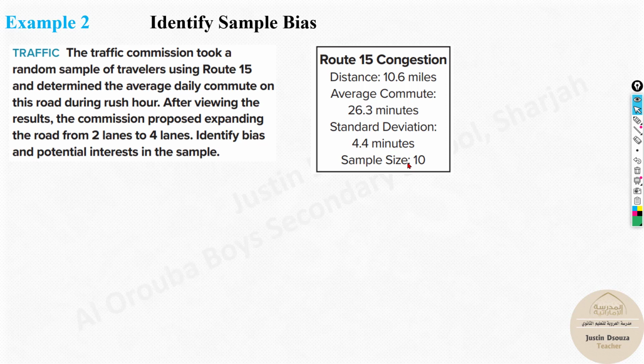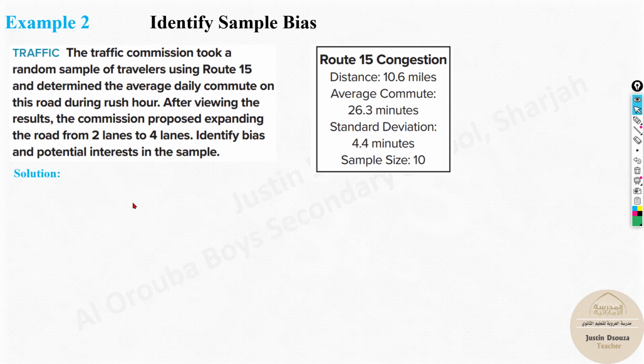What's the sample size? That means only 10 people were asked. So over here, the traffic random sample of travelers, only 10 random people were asked. Now, when you look at this only, you can understand. How many commuters will be there? It's such a big route. There are so many thousands of commuters every day, and you've just asked 10 people. So you can see there's some problem with the sample size.